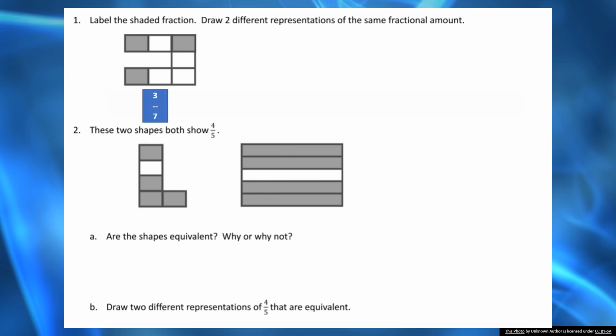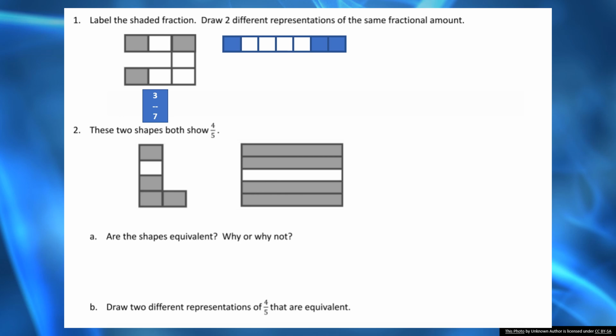Now we have to draw two more models that show 3/7, but we have to draw them in different ways. Now, your models don't necessarily have to look like mine, okay? But this is what I'm going to do for my first model. I'm going to draw one here, and that's one shaded in, and not shaded in the second one. Put that one there. Okay, that's 3. It's 4. I need 7 total. 5. Draw one here. 6. And one more. 7. So I have 7 total squares, and I've shaded in 3.